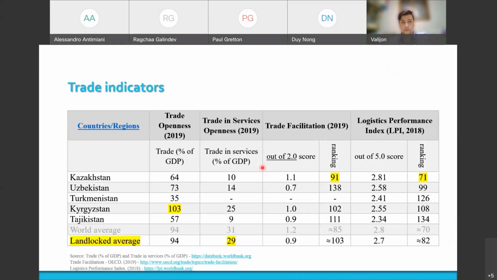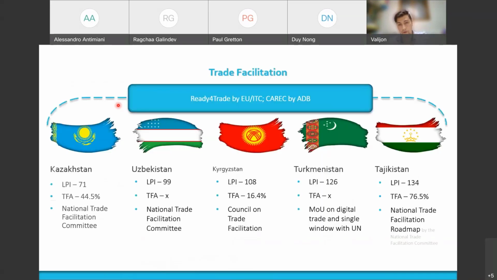You also see that trade indicators show that, overall, landlocked average countries are doing much better compared to many other Central Asian countries in terms of trade openness, trade facilitation, or logistics performance index. So you see that landlocked average countries are much higher, except Kazakhstan, which is the largest economy in Central Asia. This shows that there is a problem of trade facilitation in Central Asian countries.